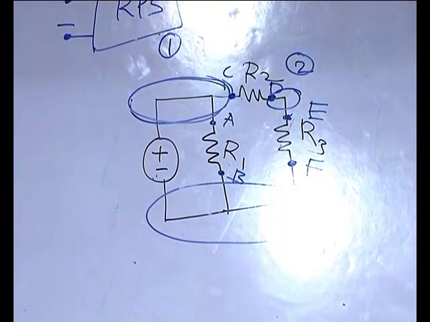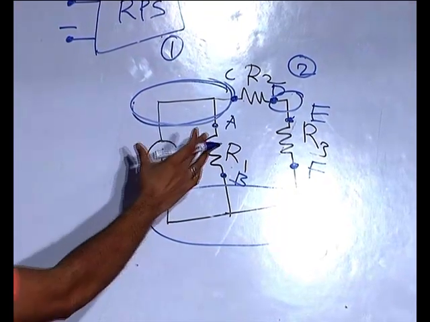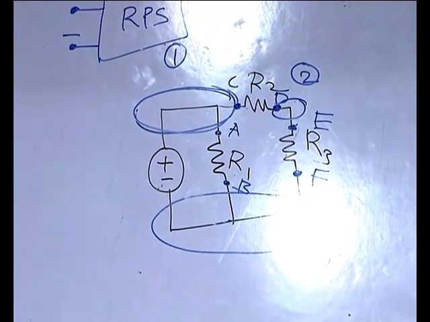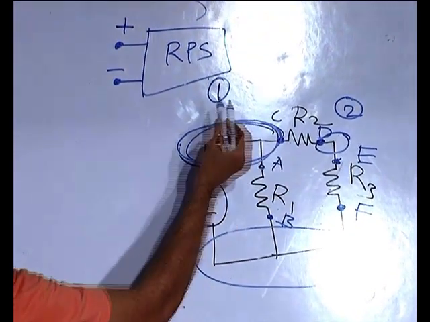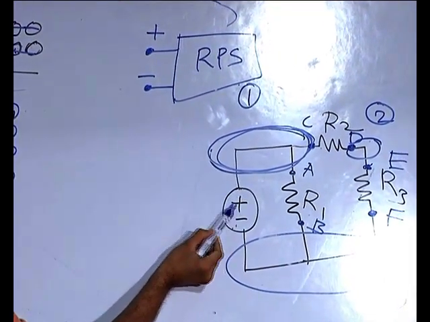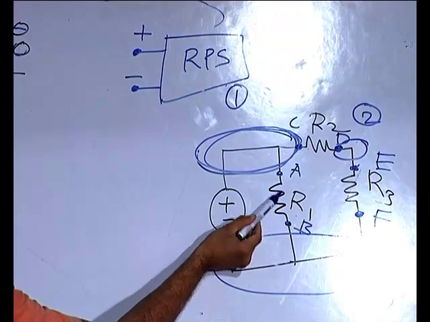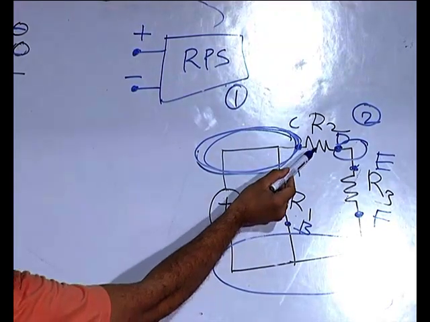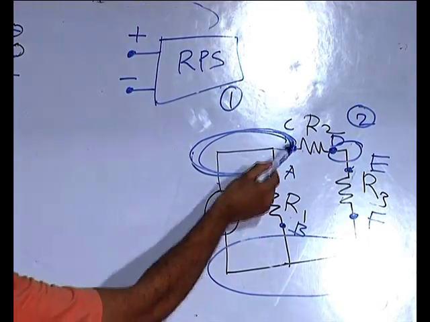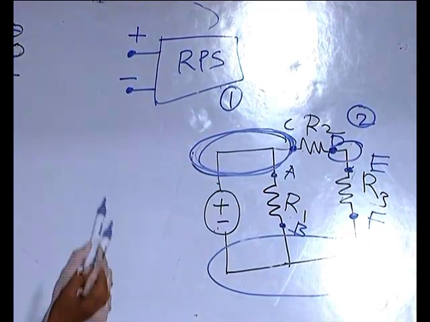Now, see here how to connect this. Let me take the first node. At the first node, you have a voltage source that is the positive terminal, and you have resistor R1 that is the A terminal, and you have resistor R2 that is the C terminal. So these three terminals are connected to node number 1.